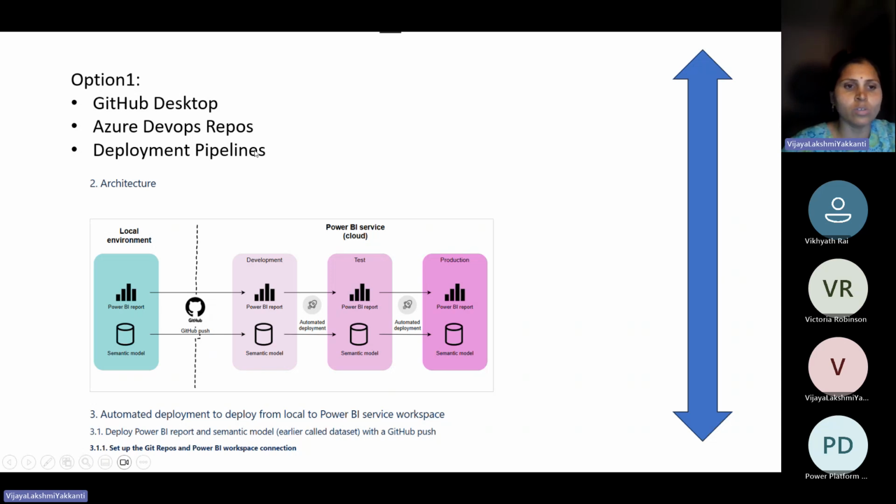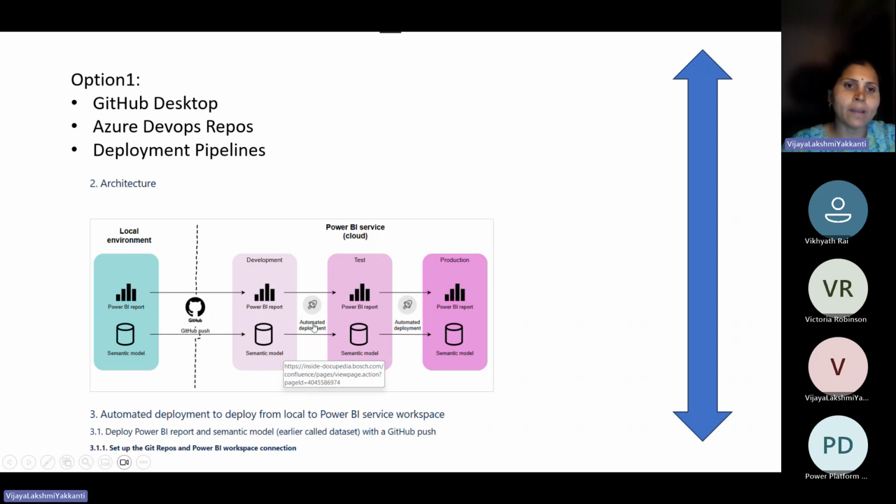Then how this is going to work: in my local environment, I have the Power BI report, which is automatically integrated with the semantic model under that. Within the report, if I make any changes or develop a new report, we are using Git Desktop as a tool, and by using the tool we will push those changes directly to the Power BI workspace. And then from here, we are going to create a Power BI deployment pipeline.